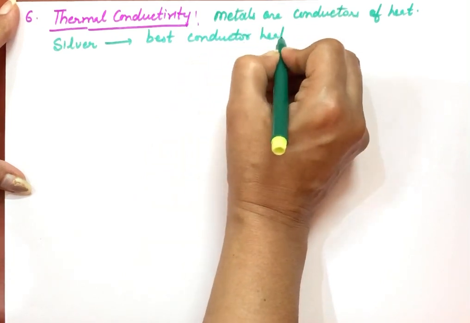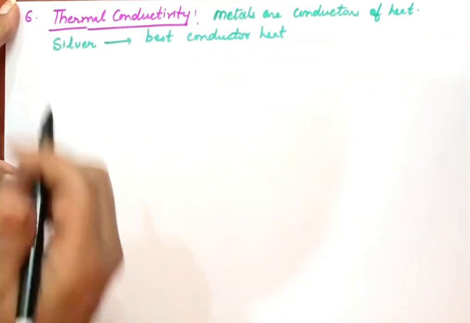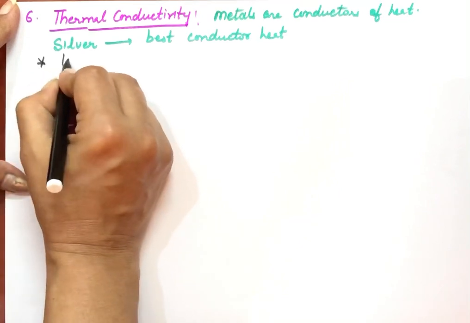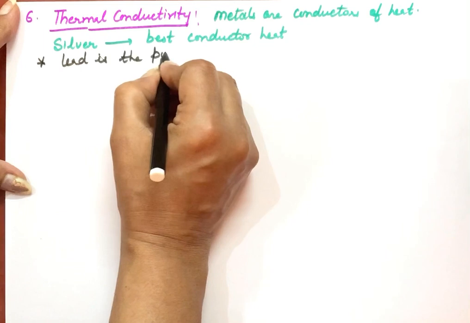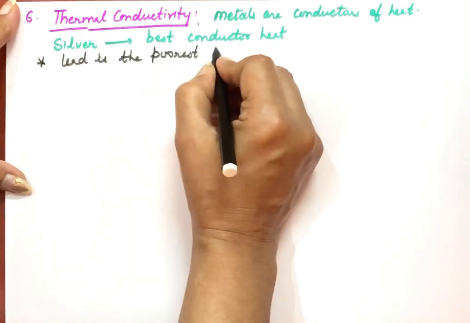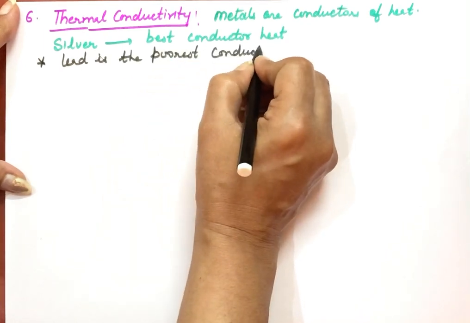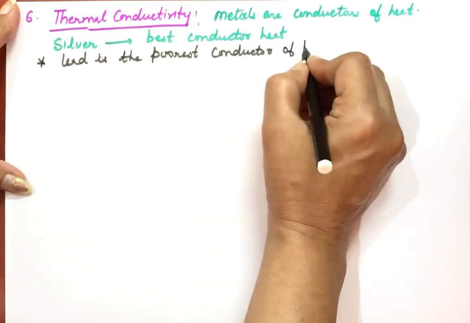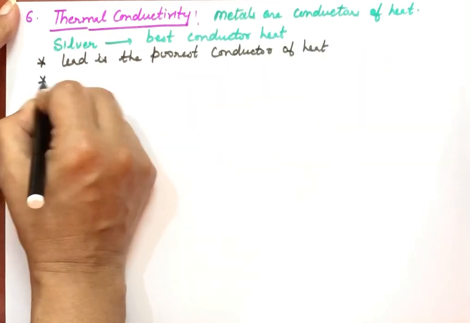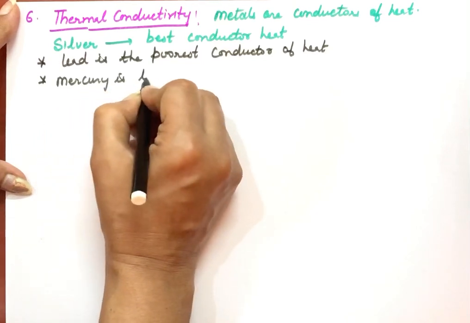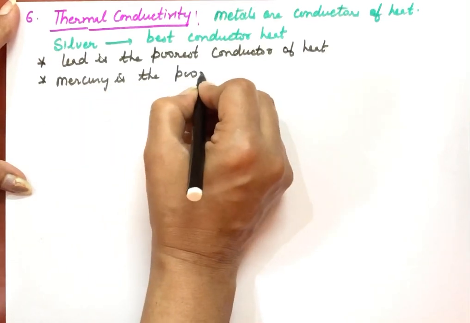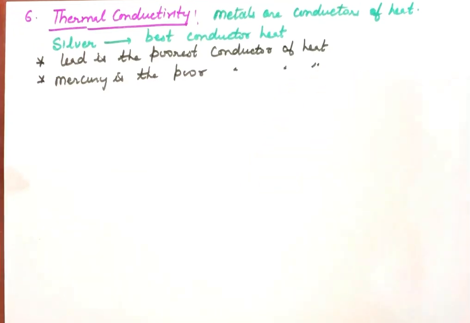But again, here also we have some exceptions. Lead is not a good conductor of heat. It is the poorest conductor of heat. And then mercury is also a poor conductor of heat.